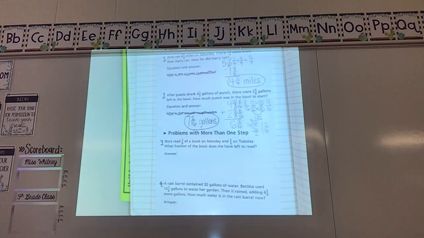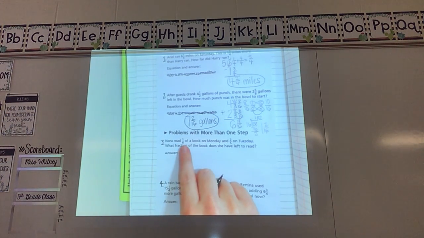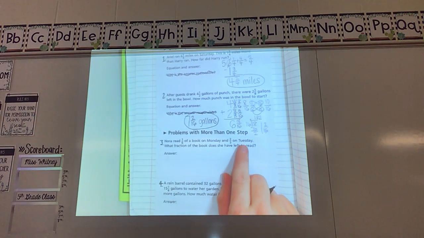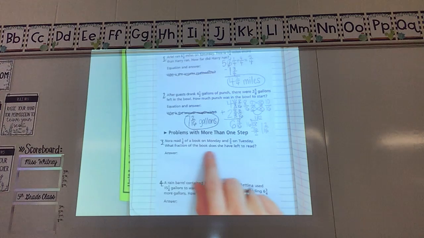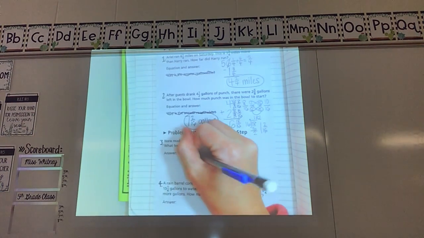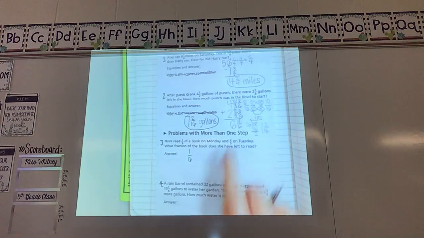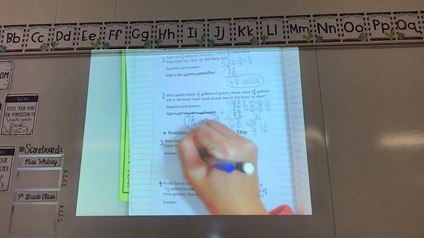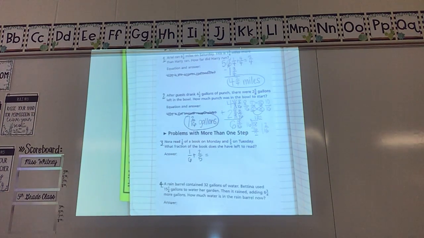I'm going to read that again. Nora read 1/6 of a book on Monday and 2/5 on Tuesday. What fraction of the book does she have left to read? Well, first we better figure out how much she has read. So I know on Monday she read 1/6, and on Tuesday she read 2/5. I'm going to add those together to see how much she has read so far.